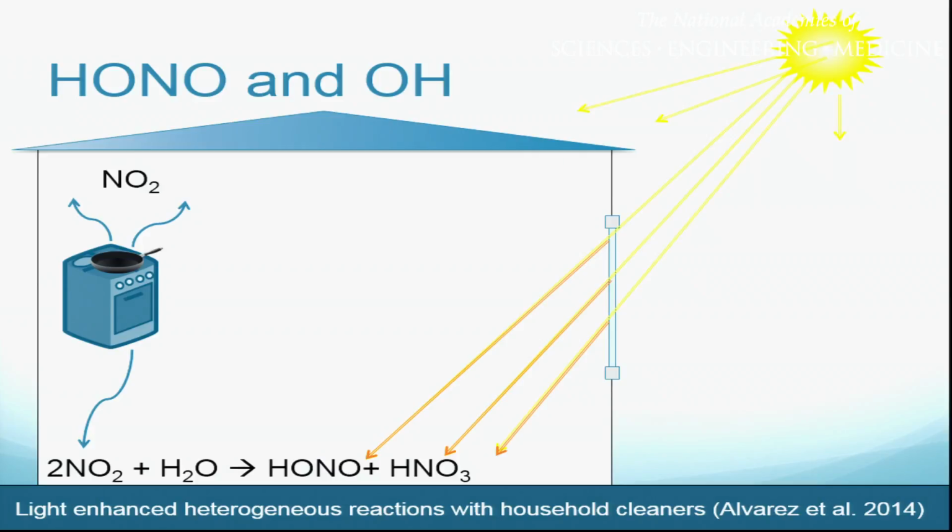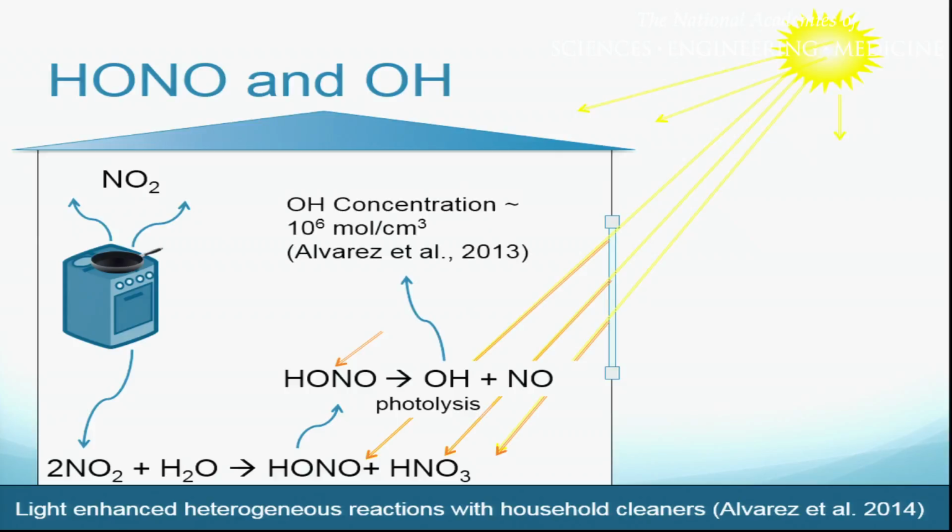Why does this matter? We haven't talked about nitrous acid yet. Well, nitrous acid is volatile. It will go into the gas phase and photolyze, and it photolyzes into this important OH radical, which is one of the oxidants that's important in producing secondary organic aerosol.